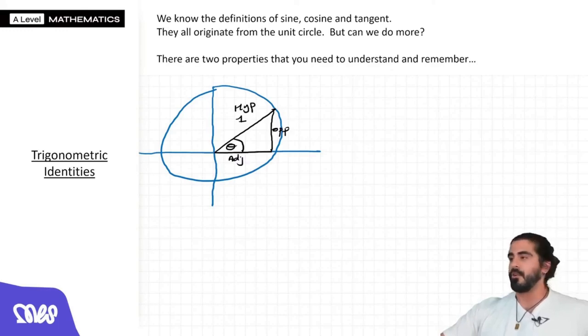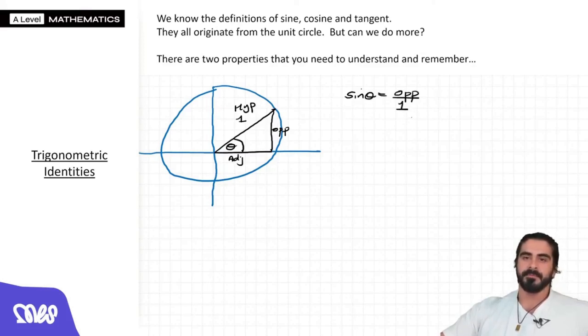And say I want to find the opposite. We know that sine, SOHCAHTOA, sine is opposite over hypotenuse. So I'm going to say sine of the angle theta is the opposite divided by the hypotenuse, which is 1. Which actually just means that the opposite is just sine theta, right? Because anything over 1, it doesn't do anything. So this opposite side is sine theta.